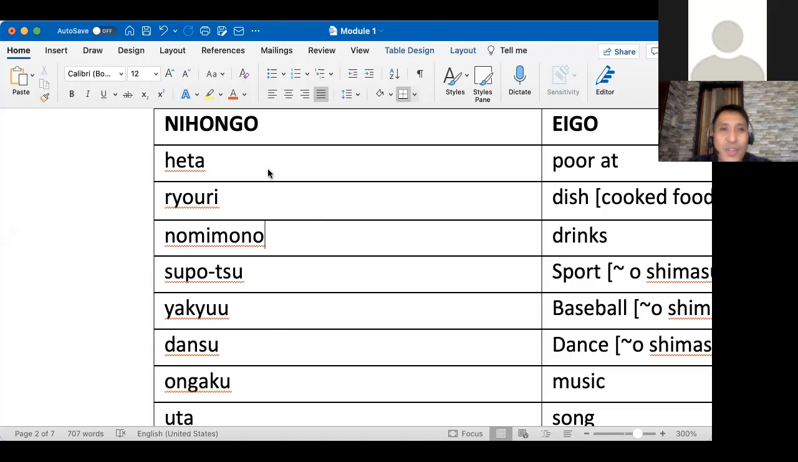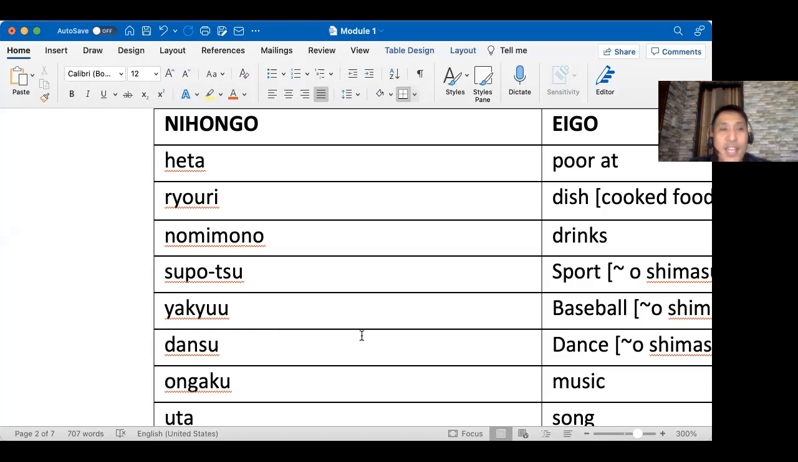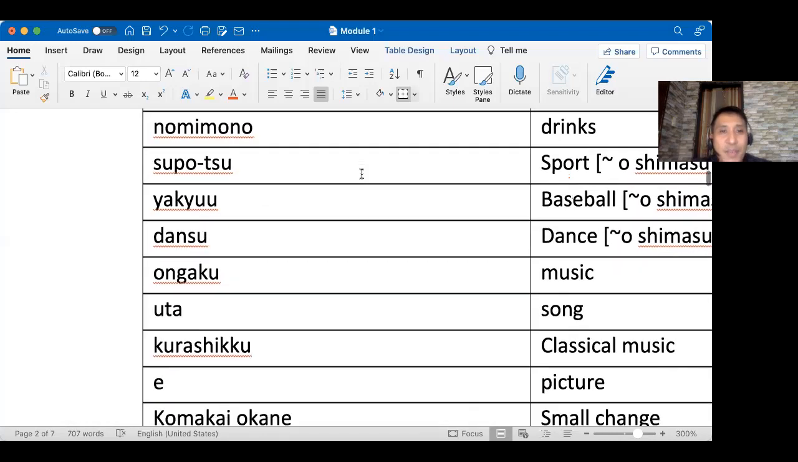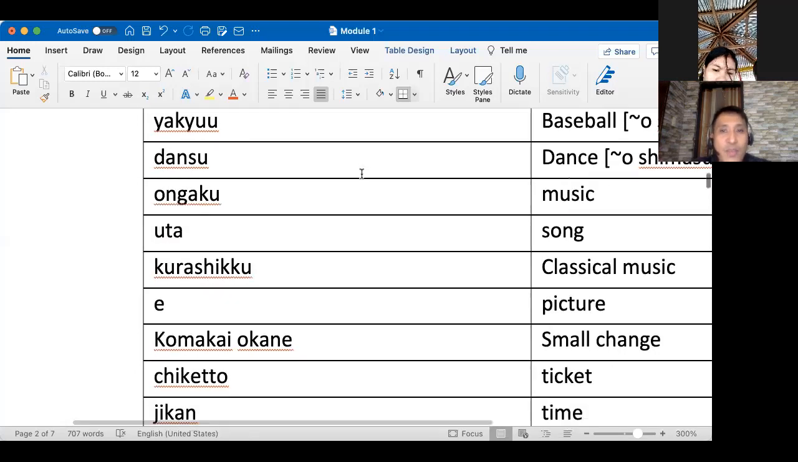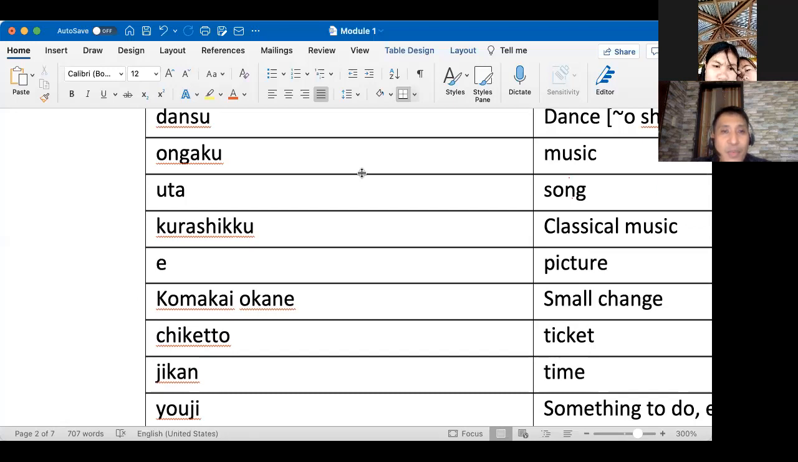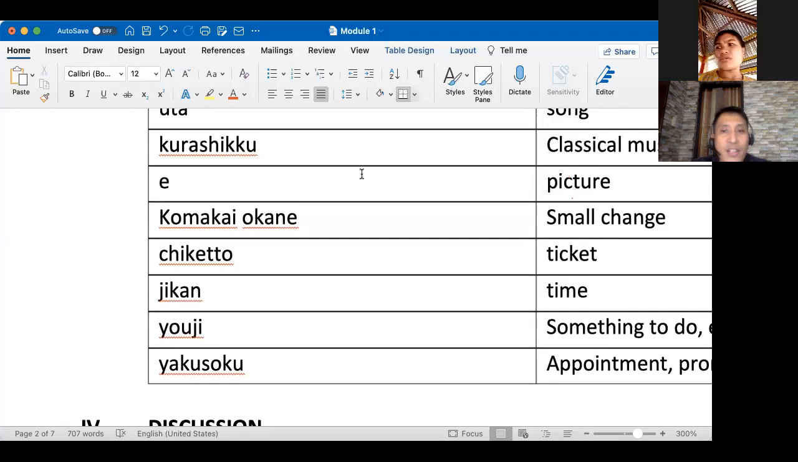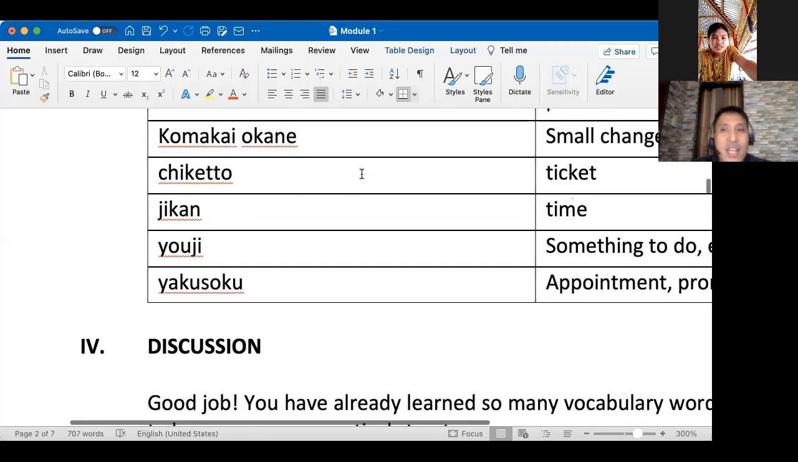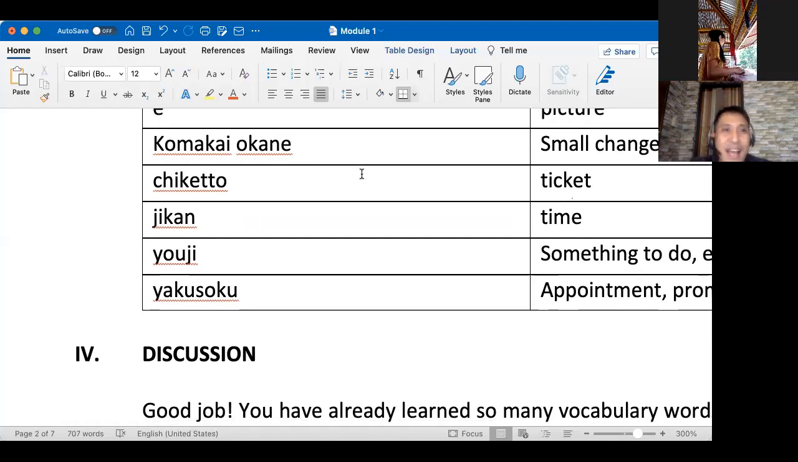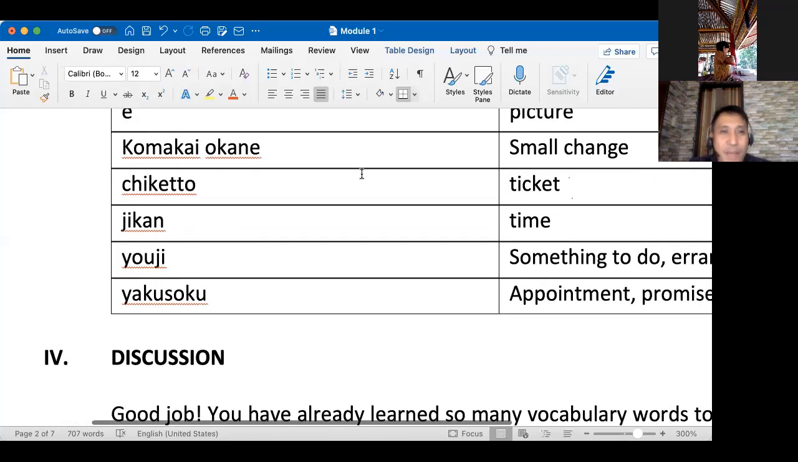Ayan. So, nomimono means drinks. Pwedeng soft drinks, pwedeng tea, nomimono. Ano pa ba? Yung mga refreshments, nomimono. Donna, pag sinabi kong donna means what? Kind. So, donna nomimono ga suki desu ka? Sample lang siya. So, anong gusto mong nomimono? And then supotsu means sports, yakyuu means baseball, dansu means dance, ongaku means music, uta means song, kurashikku means classical music, okay? E means picture, komakai okane small change, chiketto ticket, jikan time, yooji something to do or a task, for example. And yakusoku means appointment, or pwede ring promise.